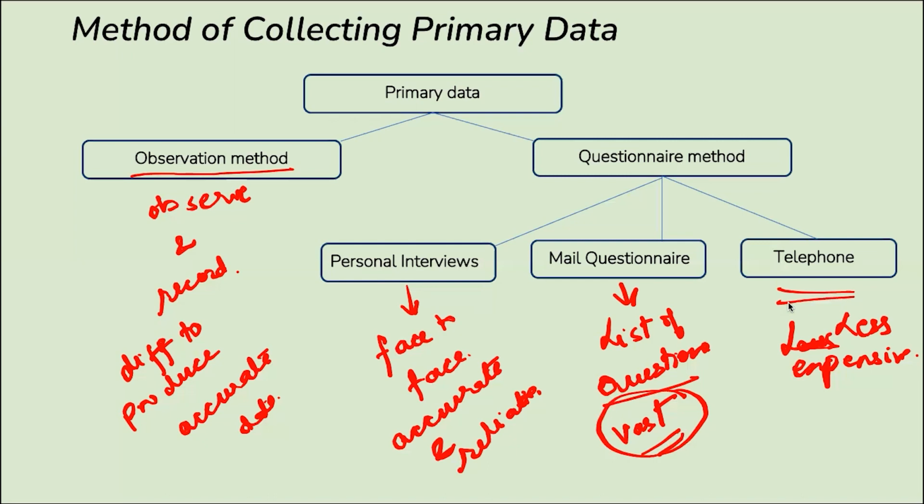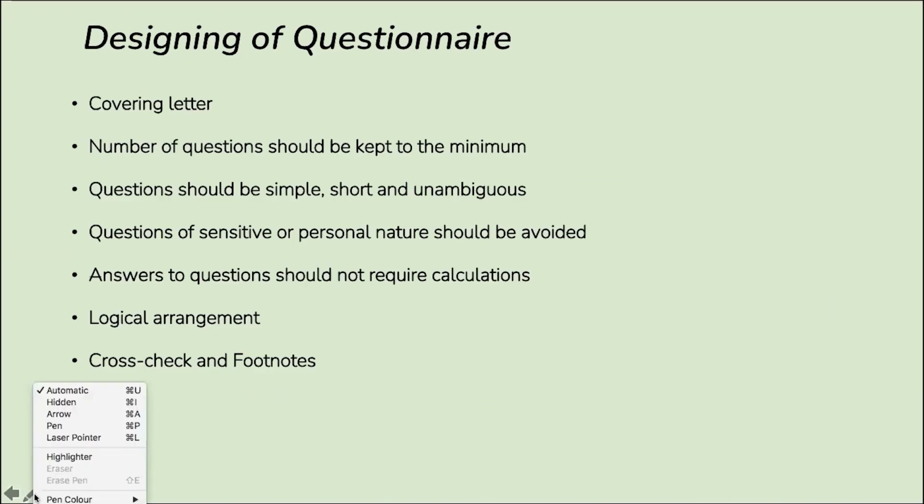So if you keep aside all these disadvantages, the questionnaire method is a more efficient method of asking questions and collecting the data. Now let us discuss the designing of a questionnaire. It consists of several parts. First is the covering letter. Second, the number of questions should be kept to the minimum. Third, questions should be simple, short, and unambiguous. Fourth, questions of sensitive and personal nature should be avoided. Fifth, answers to questions should not require calculations. Sixth is the logical arrangement, and seventh is the cross-check and footnotes. Let us discuss each of these in detail.